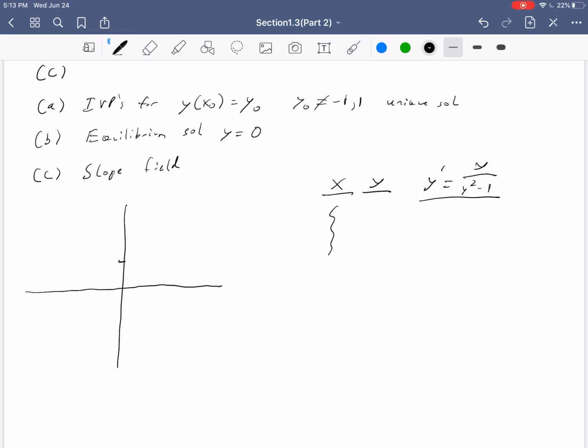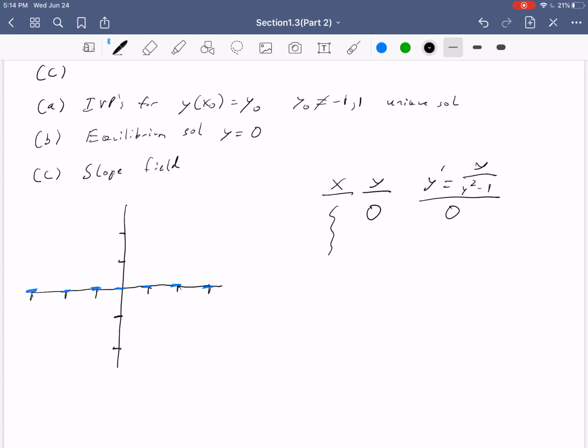So there's 1, 2, 1, 2. Okay. So what are maybe some good y values to choose here? Well, we already know what happens at y equals 0. That's going to be an equilibrium solution, meaning that the slope is always 0. So we know all along here, I'll do this in a different color so we can see, those guys are always just a horizontal slope whenever y is 0.